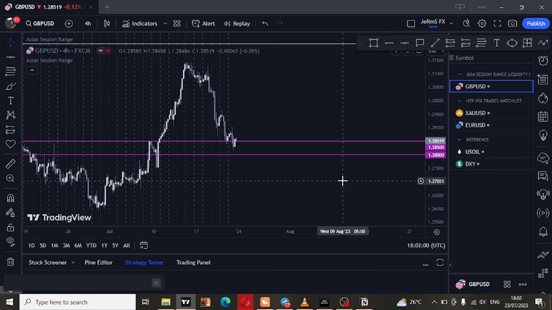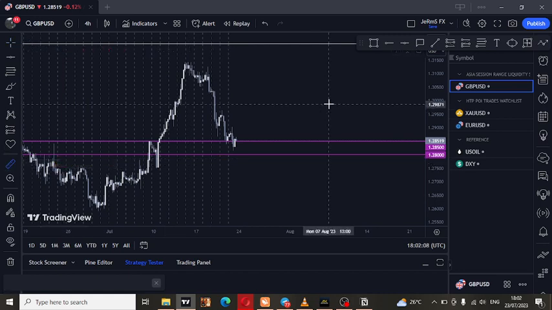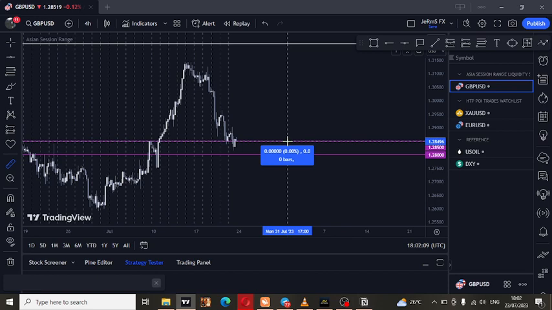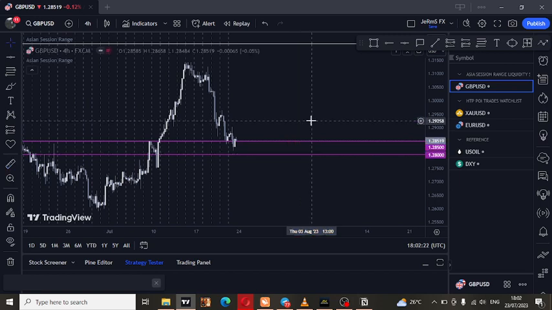In order for you to know whether your psychological level is right or wrong, you can use this measure tool to measure from one psychological level to another. If it is up to 50, it means it is correct. If it is more or below 50, it means your psychological level is not done properly. They are just round-up numbers, as simple as that. We are just rounding up those numbers.